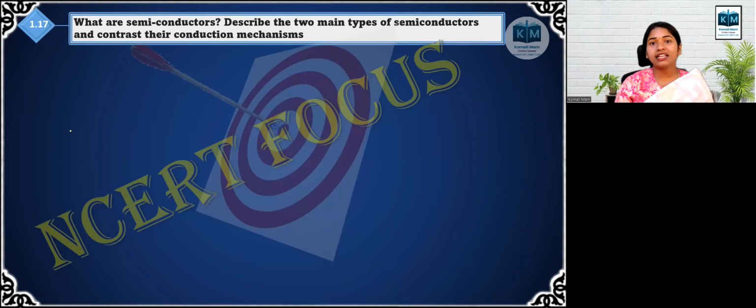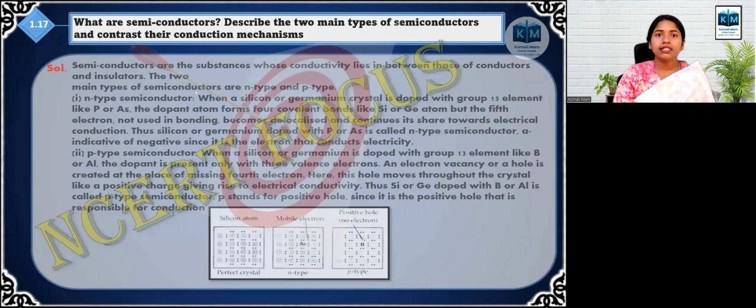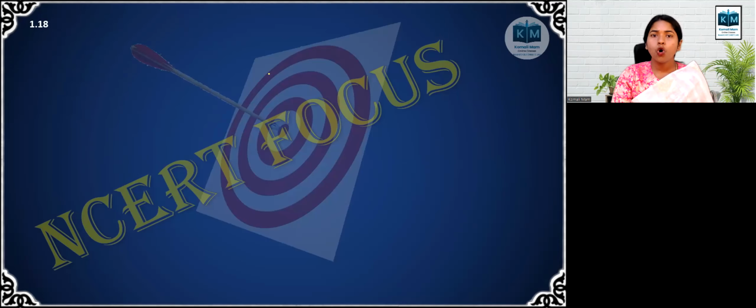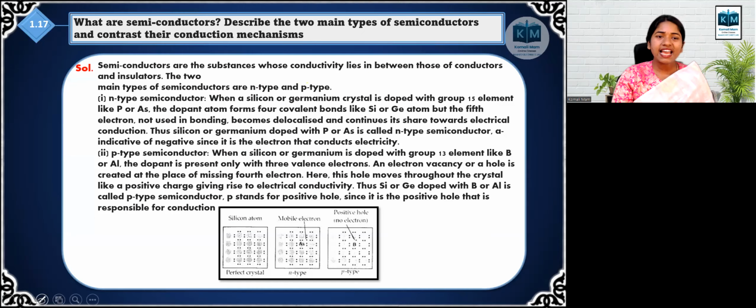What are semiconductors? Define the two main types of semiconductors and contrast their conduction mechanism. What are semiconductors actually? Semiconductors are substances whose conductivity lies between those of insulators and conductors.